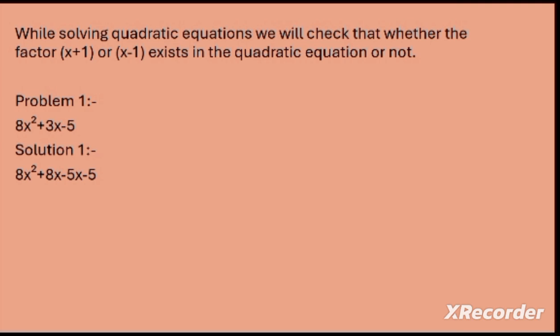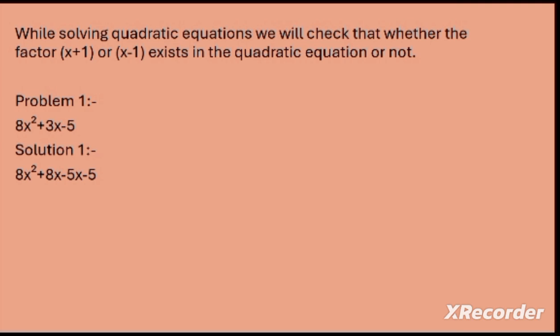Just see, in the first step you will see the sign. The sign of the middle term is plus, so write down plus. And then you will see the coefficient of the first term. The coefficient of the first term is 8, so write down 8 as it is. And as we can see that the variable of the middle term is x, so write down x as it is. Fine.